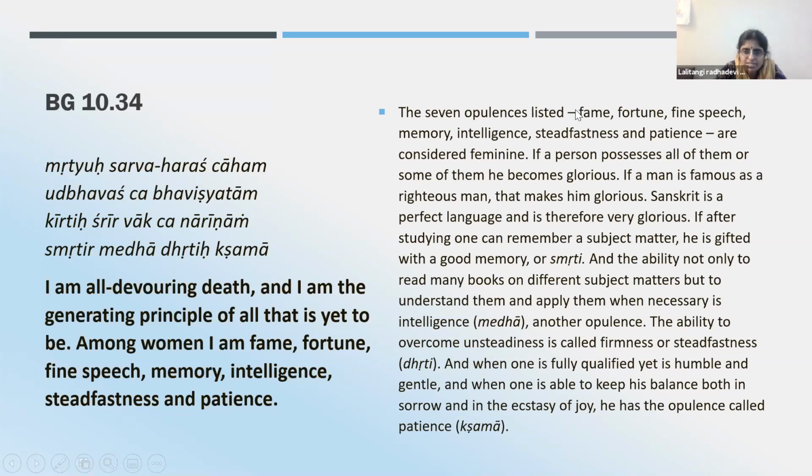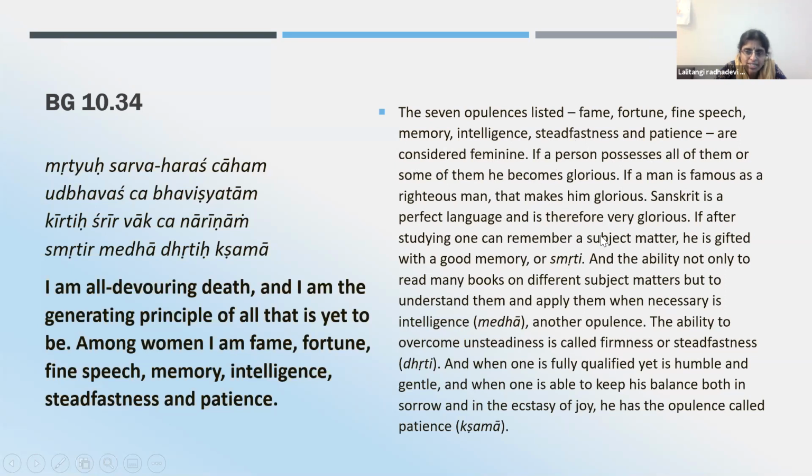The seven opulences listed: fame, fortune, fine speech, memory, intelligence, steadfastness, and patience are considered feminine. If a person possesses all of them or some of them, he becomes glorious. If a man is famous as a righteous man, that makes him glorious. Sanskrit is a perfect language and is therefore very glorious.